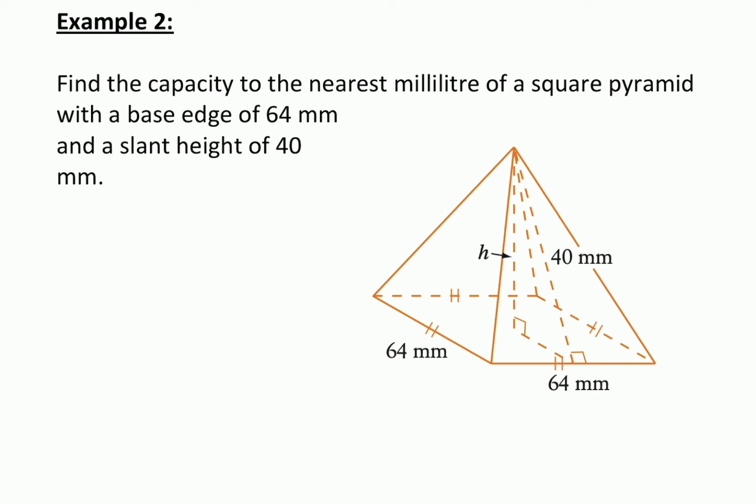And because it wants us to give the capacity in milliliters, we have an option here of converting these units to centimeters first, so that we end up with a volume in cubic centimeters, which is really helpful if we want to convert to milliliters. Or we can just convert at the end. So we can work out the volume in cubic millimeters and then convert to cubic centimeters later.